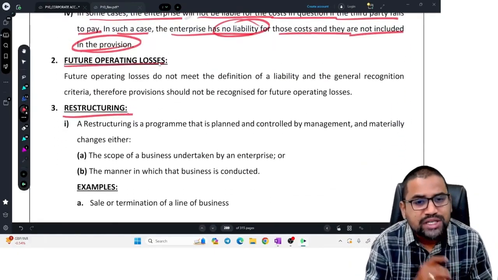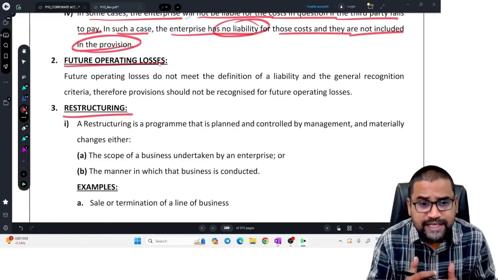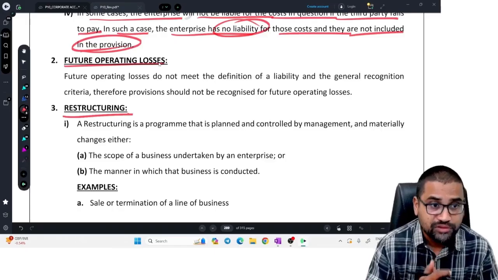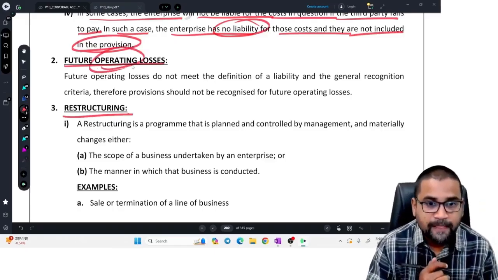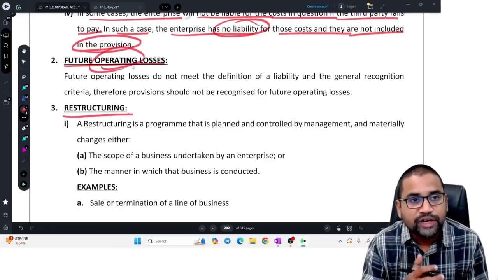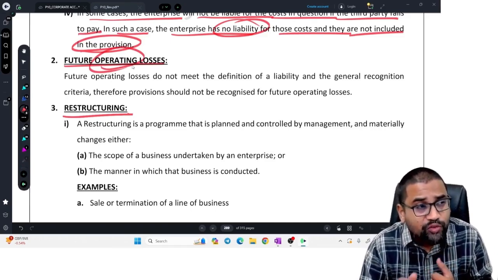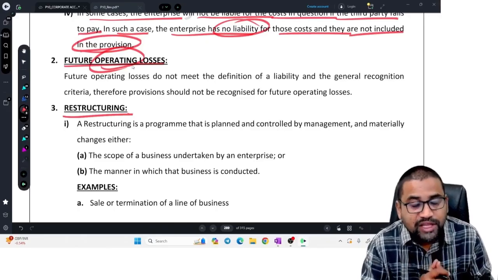Next, future operating losses. There is one more point. What are these future operating losses? Suppose, for example, we are expecting that there are going to be some losses in future. Operating losses, business losses. For example, COVID. After COVID now came. Now COVID is over. Now we are estimating that after COVID our business is severely affected. There will be huge losses.